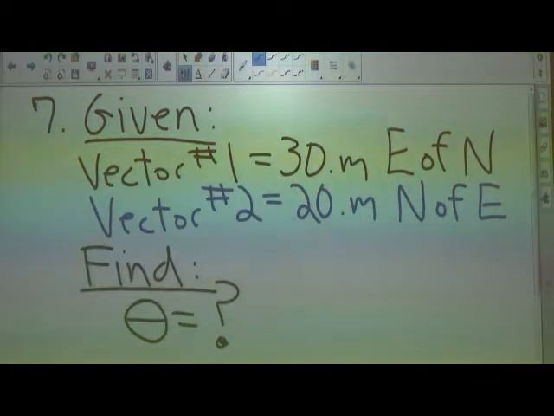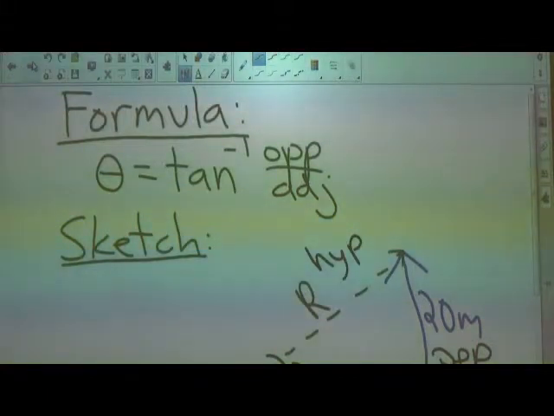Alright, let's go over this. Let's do the givens first. We'll say vector number 1 is the 30 meters east of north. Vector number 2 is 20 meters north of east. So make sure you have those straight. You want to find the angle. So let's see what we do next. To find the angle, that comes from the tangent angle formula, but we wanted an angle, not tangent angle, so we moved the tangent over by multiplying both sides by inverse tangent. Then we take the opposite over the adjacent.